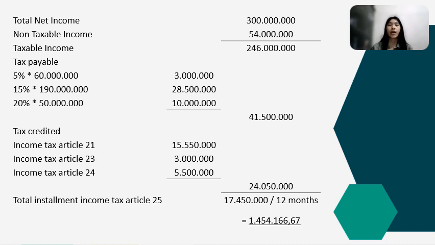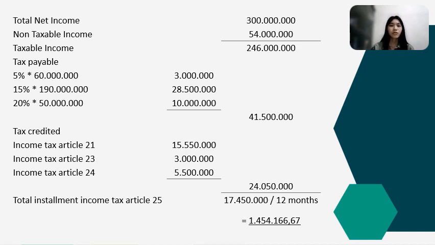We got 246 million. And we calculate the tax payable with the rates 5%, 15%, and 25%. We got the total of 41,500,000, and the tax credited, those are 21, 23, and 24, the total is 24,050,000.